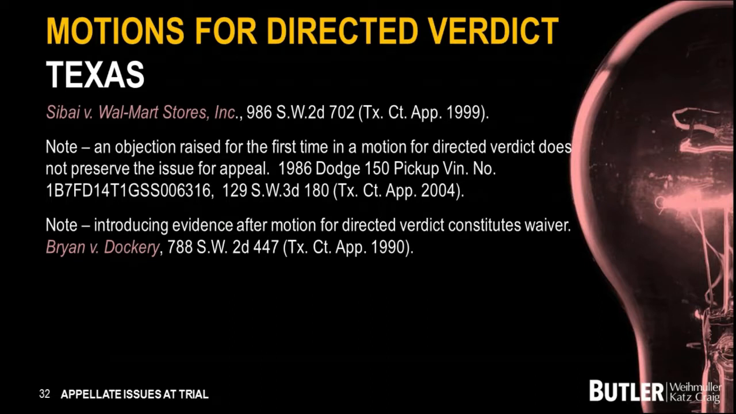Here are some other different caveats and issues to be aware of in Texas. An objection raised for the first time in a motion for directed verdict does not preserve the issue for appeal. And if you introduce evidence after a motion for directed verdict, this apparently constitutes waiver in Texas. So the Bryan versus Dockery case can provide a little bit more insight as to that issue.